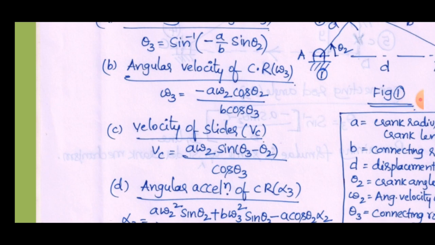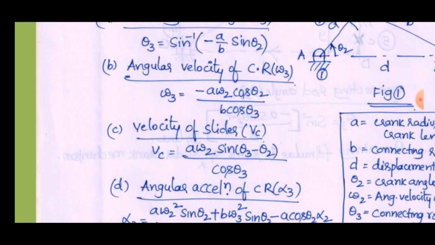Minus a omega 2 cos theta 2 by b cos theta 3. That gives the angular velocity of the connecting rod. Here a is again the crank length, omega 2 is the angular velocity of the crank, theta 2 is the crank angle, b is the connecting rod length, and theta 3 is the connecting rod angle, which we calculated using the first formula. So with that you can get omega 3.